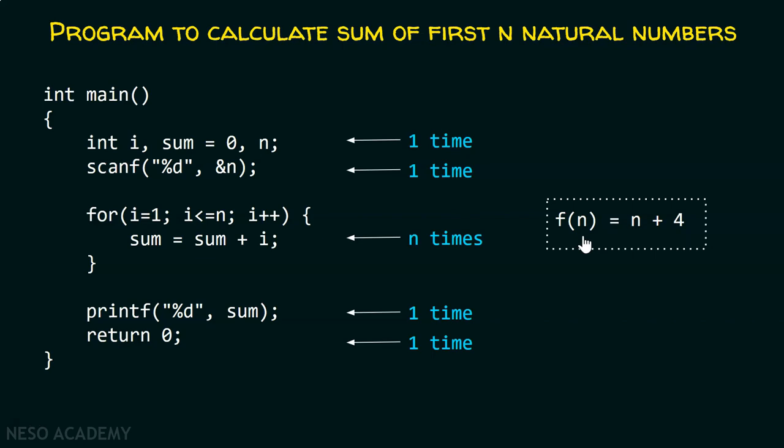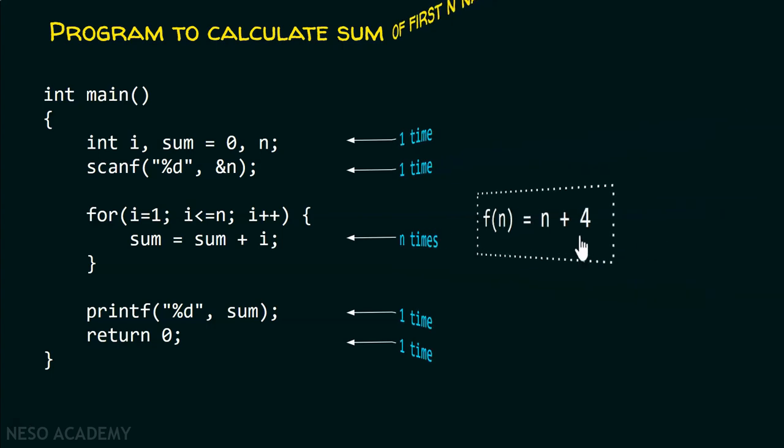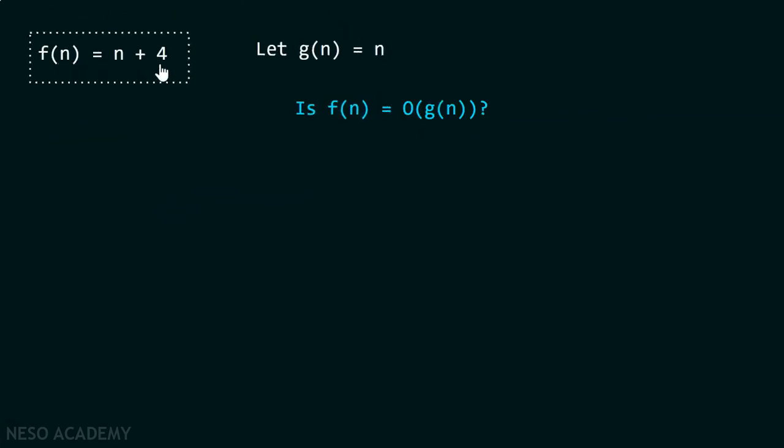Fn keeps the count of the number of instructions, isn't that so? That's also what we have learned about Fn. By keeping the count of instructions, we are calculating the runtime. That's an approximation obviously. So Fn is equal to n plus 4. Now, we know that Fn is equal to n plus 4.